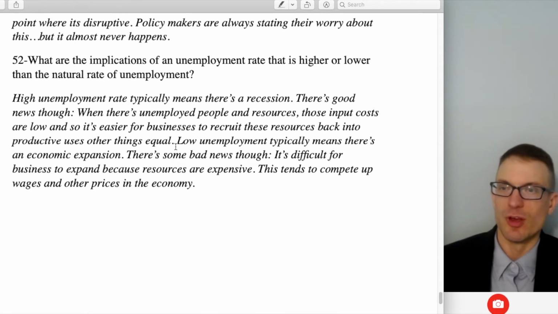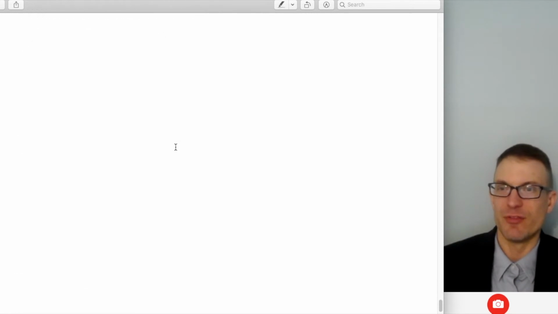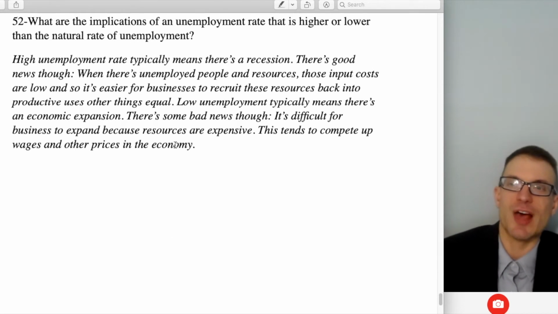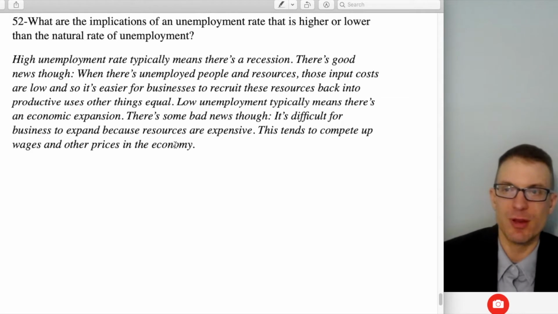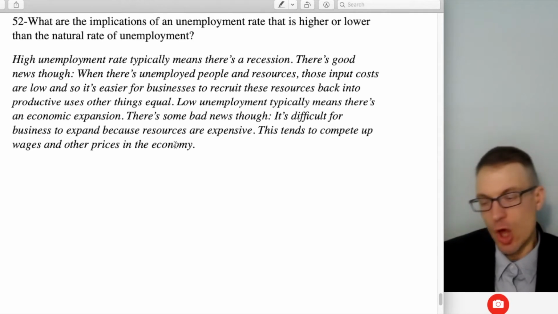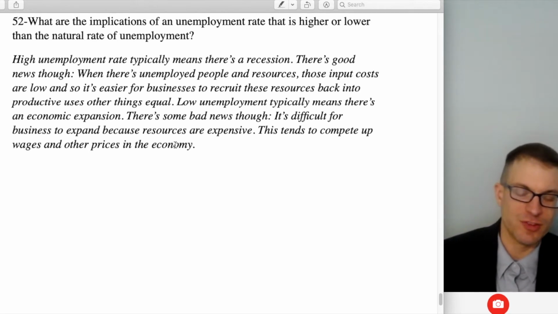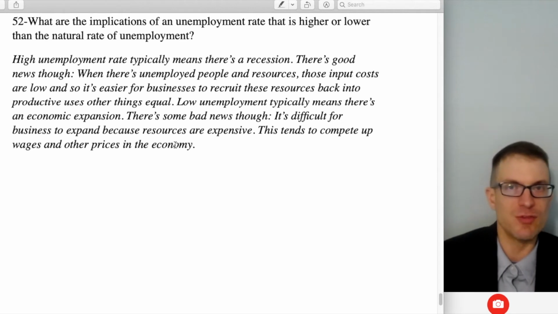All right, what are the implications of, let's see if I'm at the end. I am. What are the implications of an unemployment rate that's higher or lower than the natural rate of unemployment? High unemployment, higher than the natural rate of unemployment, indicates that there's a recession. Lower unemployment indicates that there's been an economic expansion. Neither are necessarily great. The worst one, of course, is if there's high unemployment. Now you've got a recession.